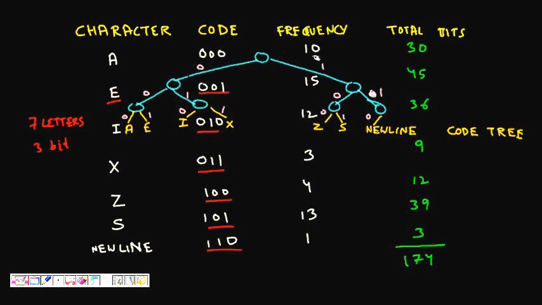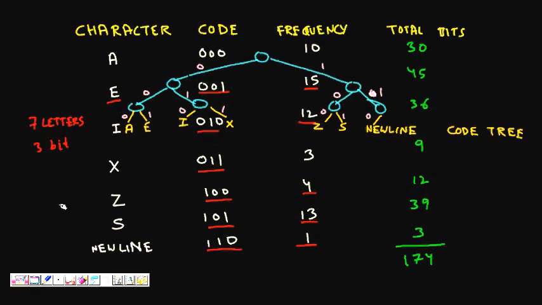Now suppose it was written in some file and I found the frequency. A occurred 10 times, E occurred 15 times, the highest, I 12 times, X of course infrequent, only 3 times, Z 4 times, S 13, and newline just 1 time. So this was the frequency distribution. We can see that not all of them occur uniformly at the same rate.